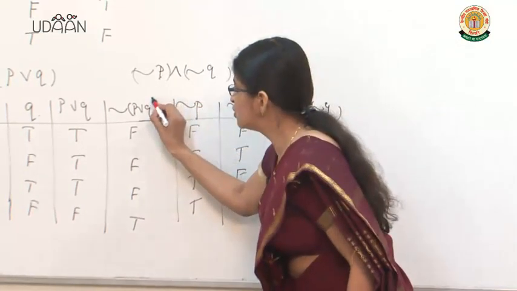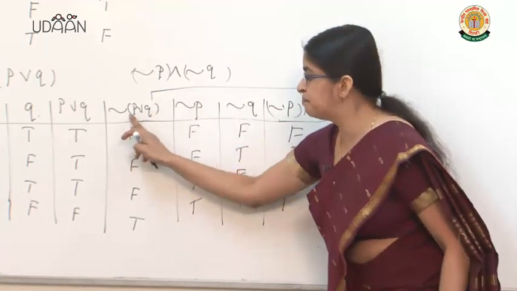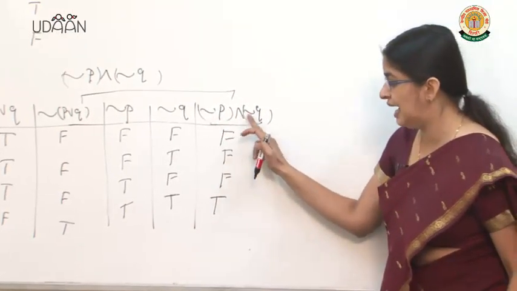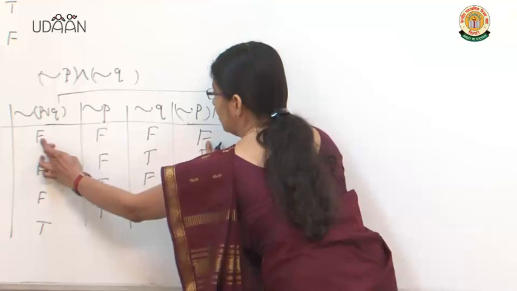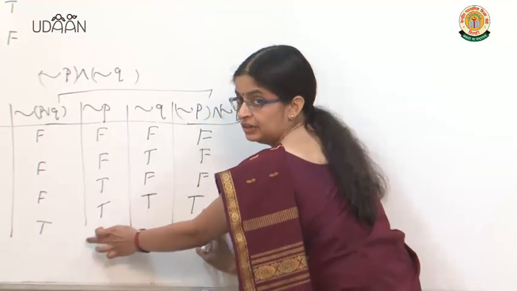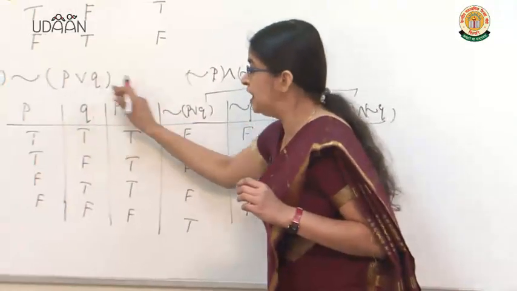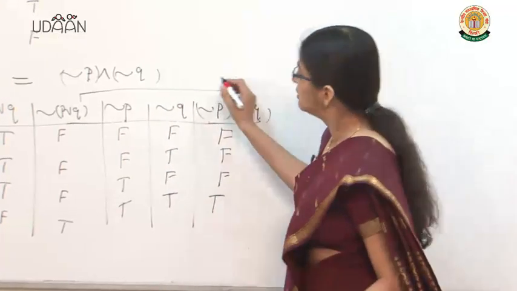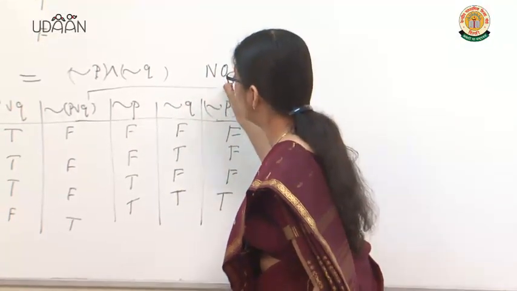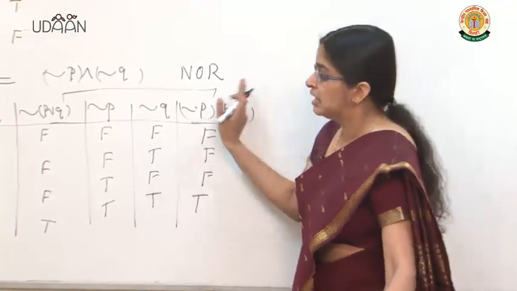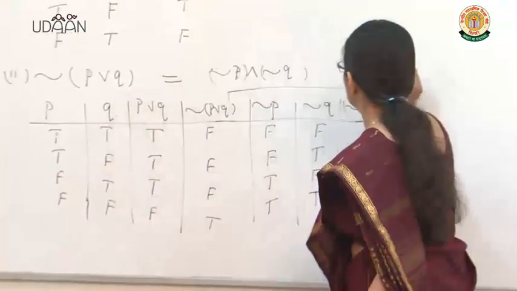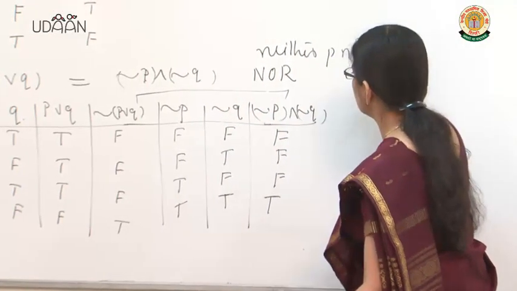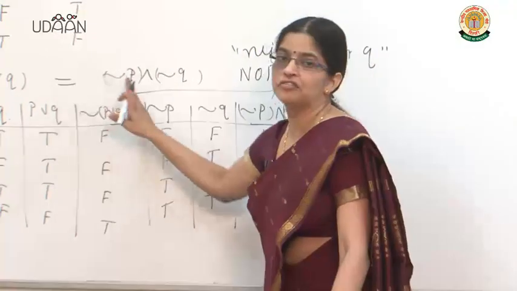Now see these two columns. Negation of P or Q is the same as negation of P and negation of Q. You can see false, false, false and then true. So negation of P or Q is equal to negation of P and negation of Q. Sometimes we call this a NOR statement, that means neither P nor Q. Right? This is one of De Morgan's laws.